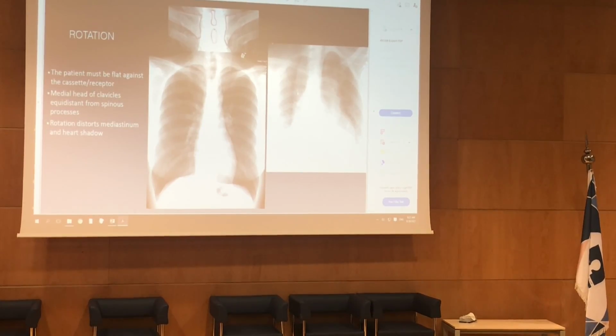So you will see, oh wow, the mediastinum here is very wide, and the heart is enlarged, and everything is wrong, right? So you cannot accept this X-ray. And luckily, our technologists are very good, well trained everywhere.